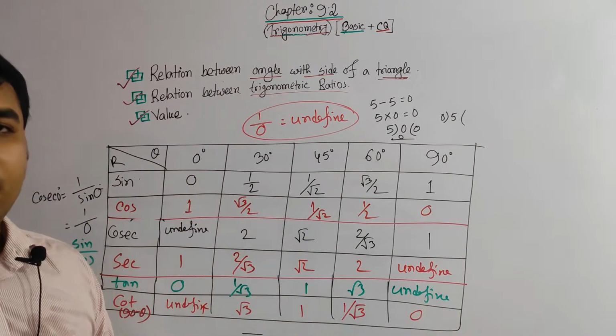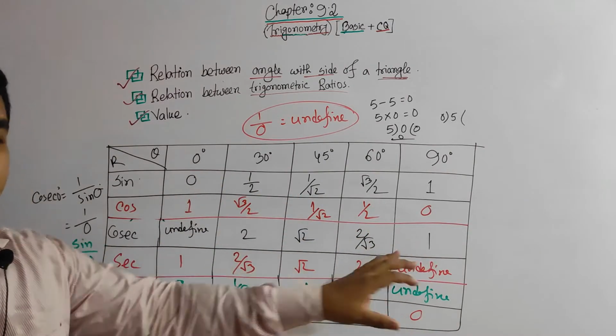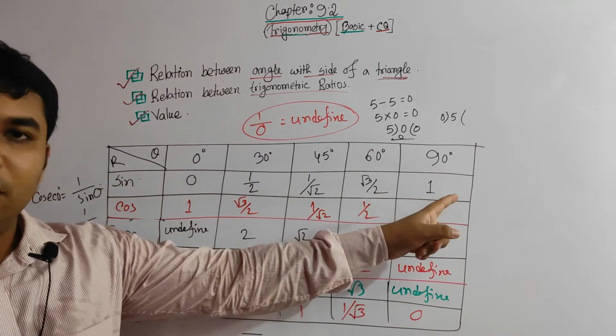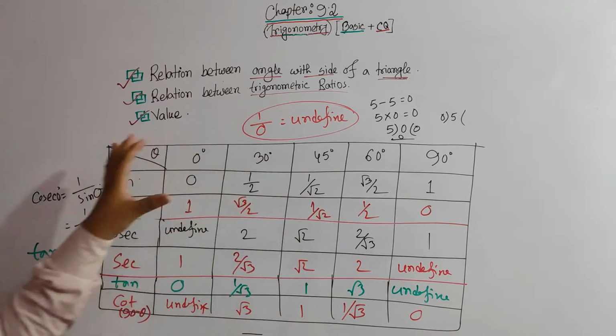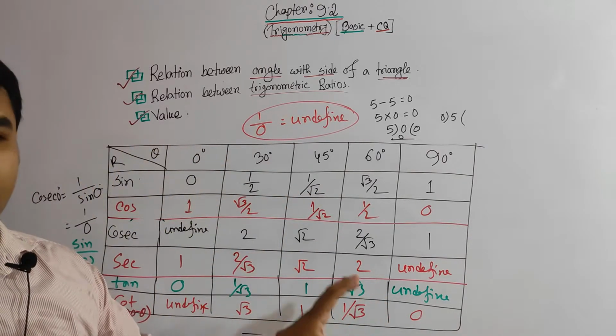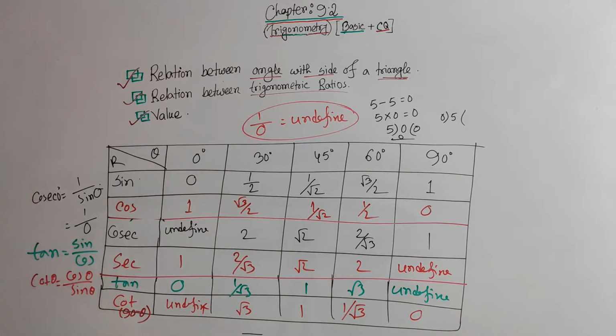We can find all of the values by memorizing one value. So you have to memorize the values of sine so that we can solve all of the values, or memorize all of the values.